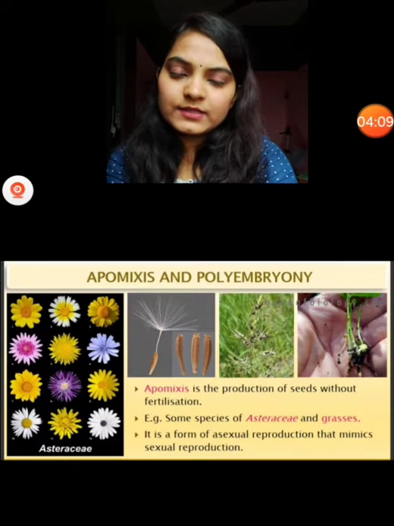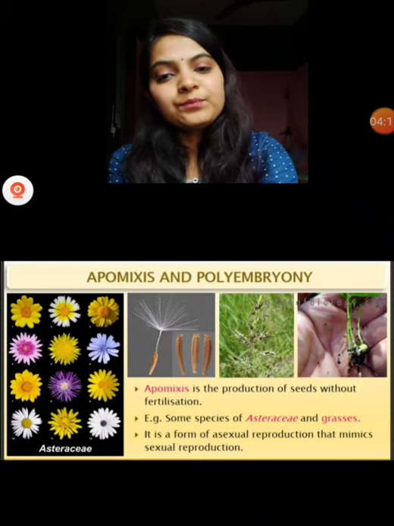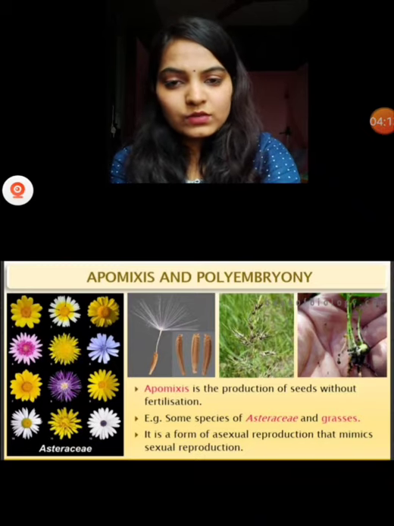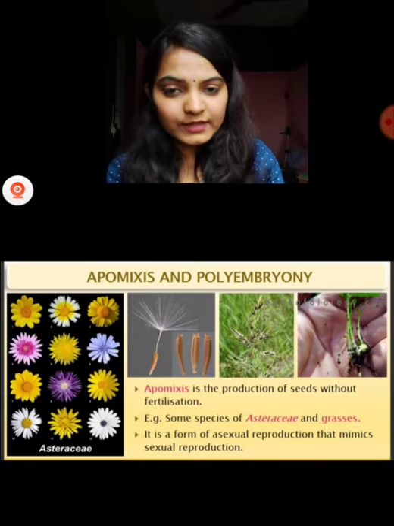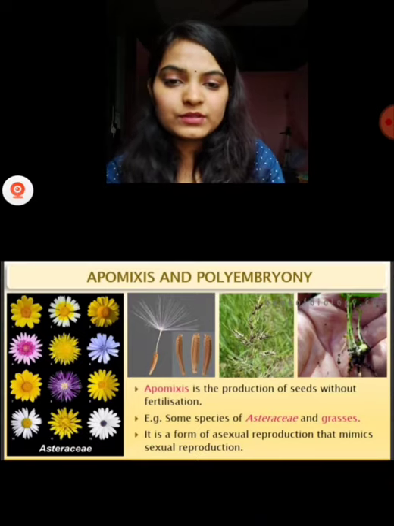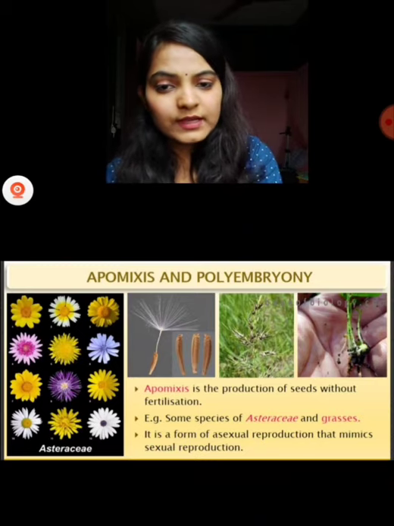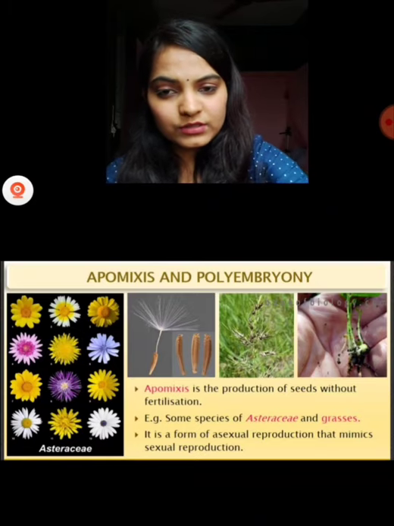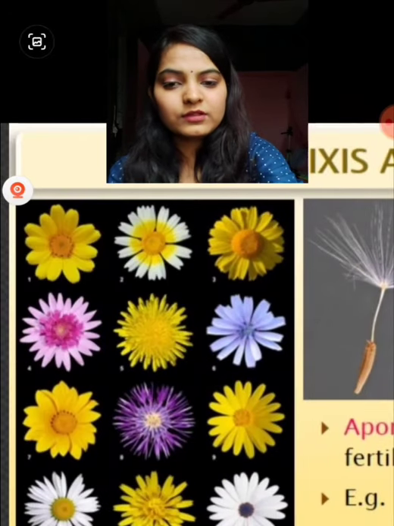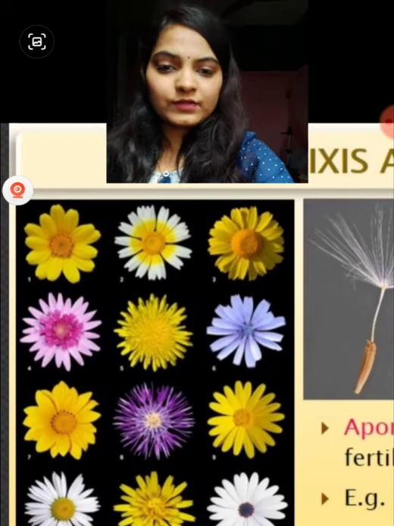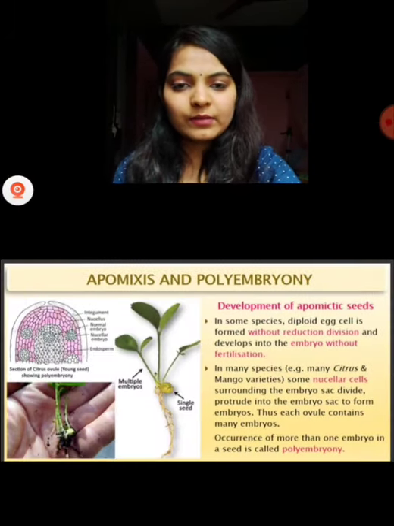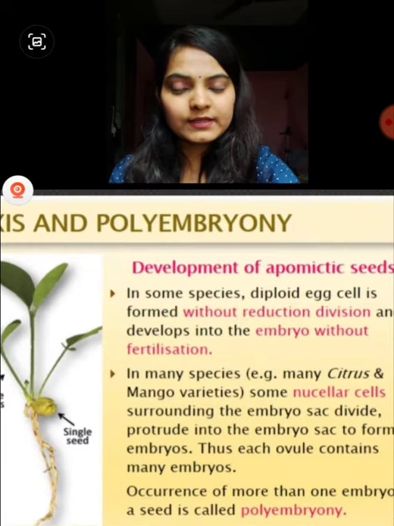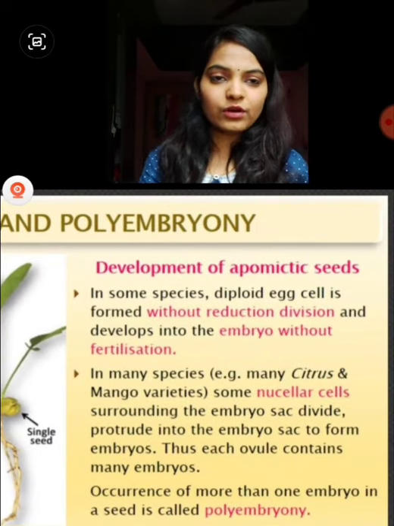Now we will study what apomixis and polyembryony are. Apomixis is the production of seed without fertilization. For example, some species of Asteraceae and grasses. It is a form of asexual reproduction that mimics sexual reproduction. See the beautiful flowers of Asteraceae with different shapes and colors. Now, the development of apomictic seeds: how are they developed without fertilization?